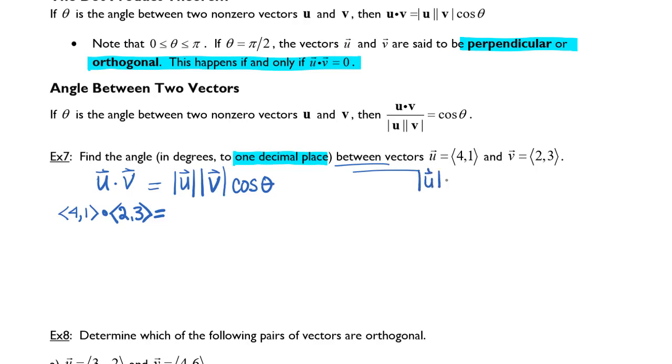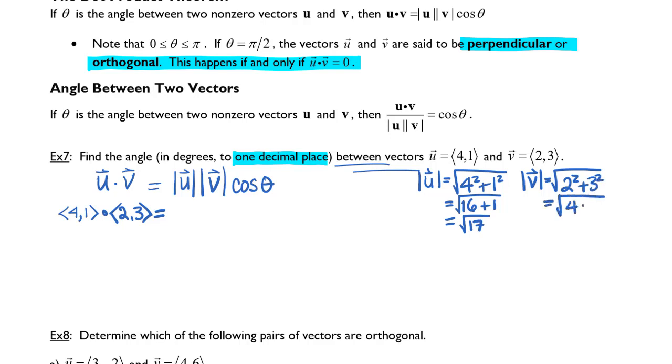And I know this is equal to the magnitude of u, so let's find the magnitude of u. Recall that that's the square root of 4 squared plus 1 squared, which is equal to 16 plus 1 under the square root. So that's the magnitude, square root of 17. If I want to find the magnitude of v, I'll do the same thing. I get the square root of 2 squared plus 3 squared. That will give me the square root of 4 plus 9, which is equal to the square root of 13.